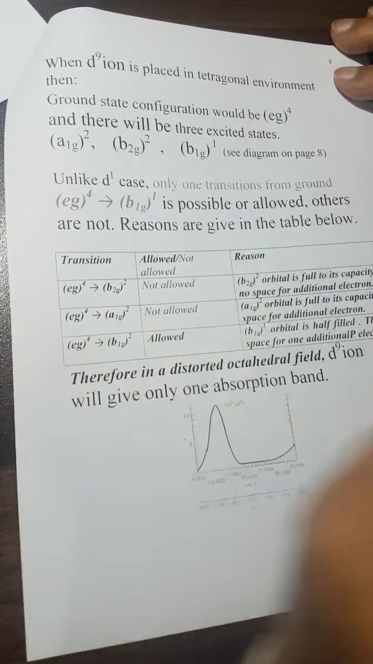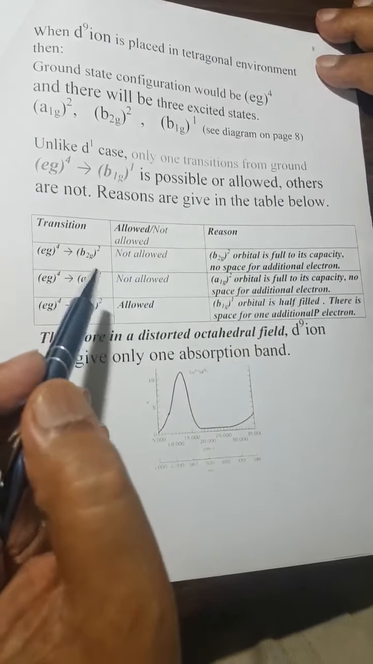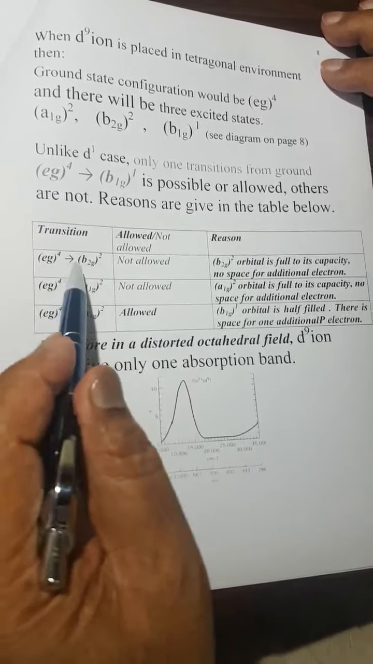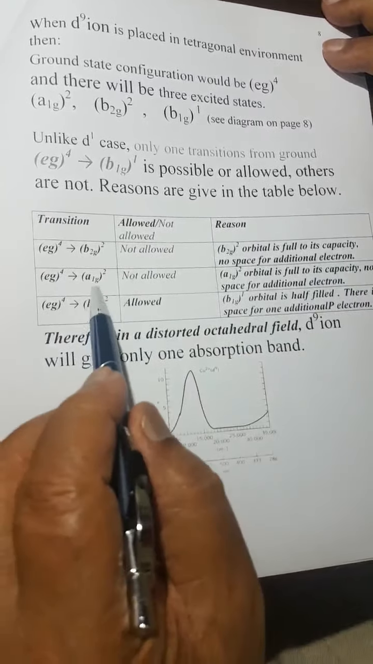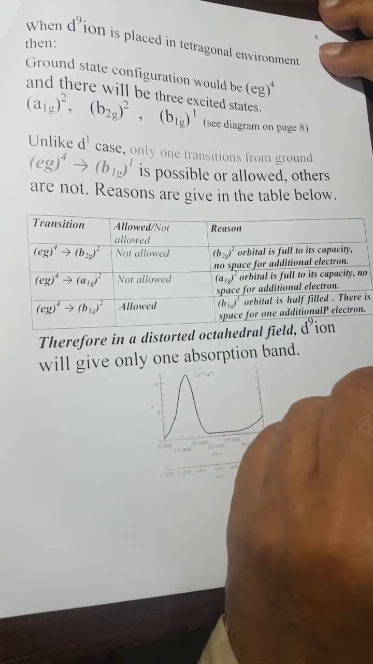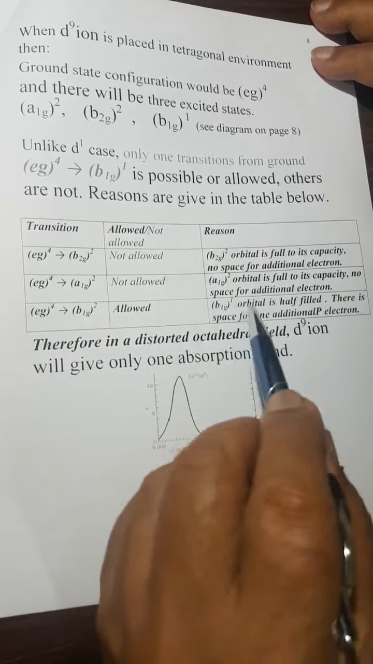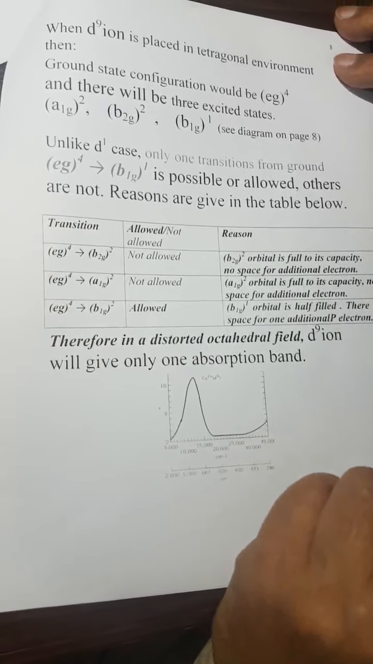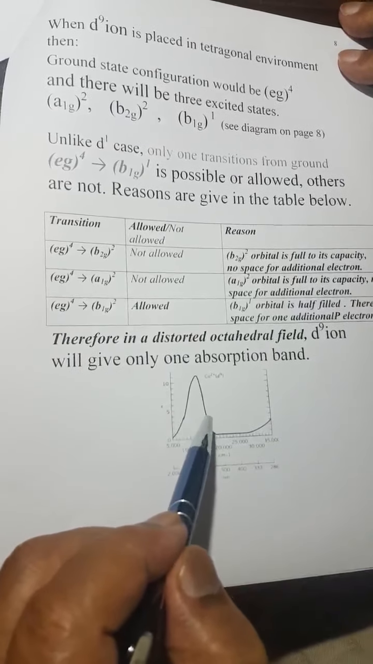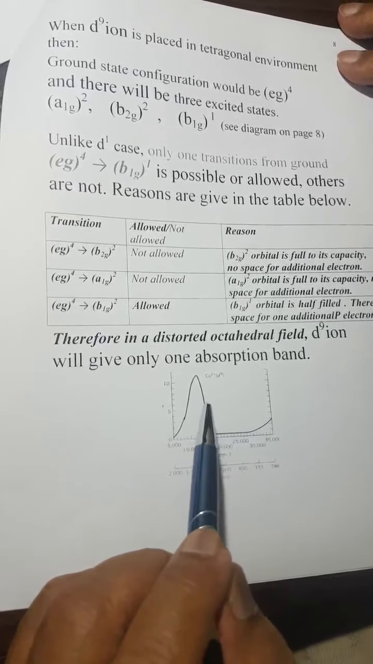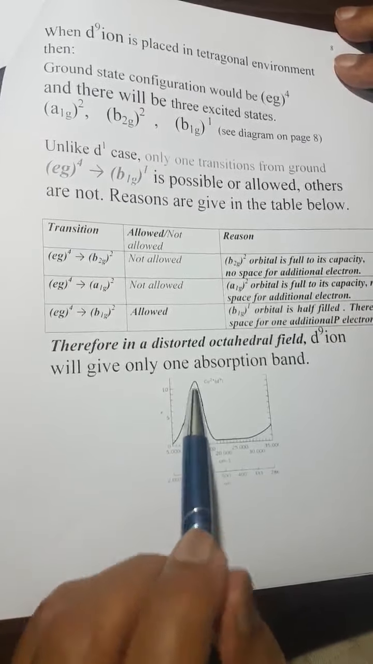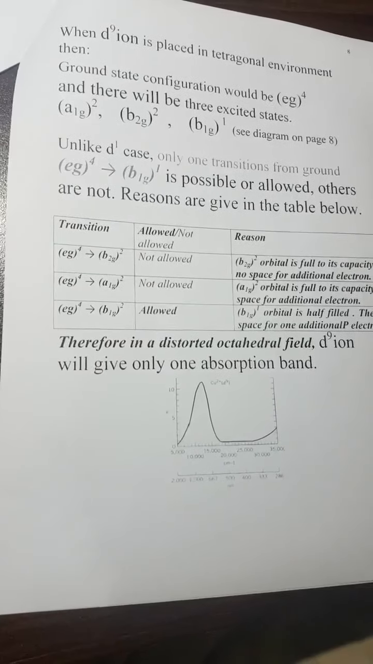Okay? Others are not. Reasons are given in the table here below. Not allowed, Eg orbital is full. Not allowed, A1g orbital is full to capacity. B1g, half filled. And so what you get, in the d9 copper case, is only one band. We get one band, and that's all.